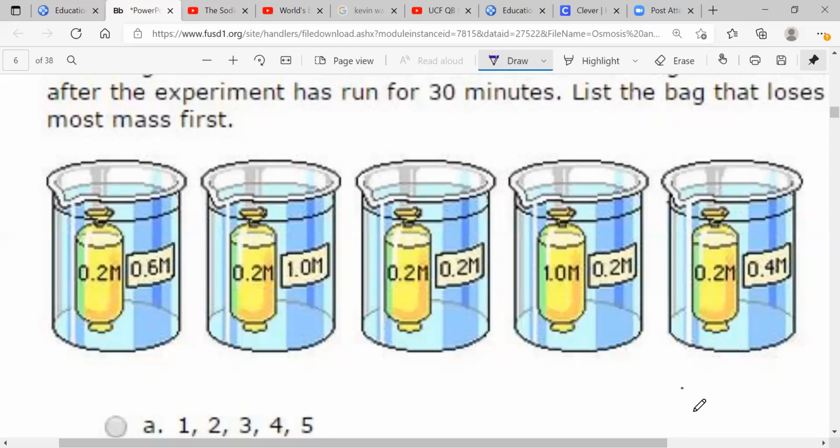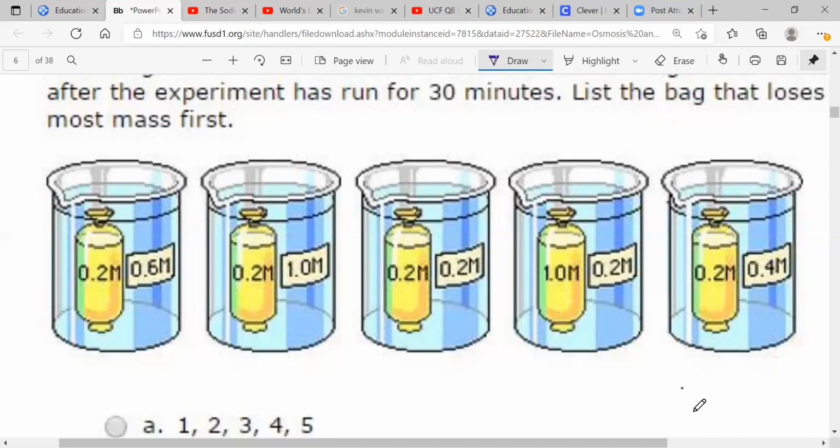Let's see. Sam, beaker number 3. 0.2, 0.2. What's the flow? It's equal. Good. We'll get to that momentarily. Alyssa, number 4. 1.0 molar inside the cell, 0.2 molar outside the cell. What has a greater concentration, the cell or the solution? And so which way will water flow? Into the cell or out of the cell?